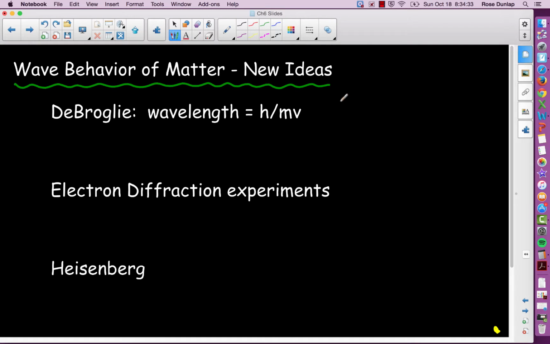AP Chemistry, and welcome to the wave behavior of matter. In the previous one, we talked about the wave nature of light. Originally, for a long time, it was believed that light was its own thing and behaved in its own way, and matter was its own separate thing, light not being a kind of matter.